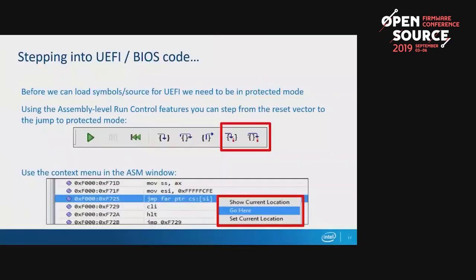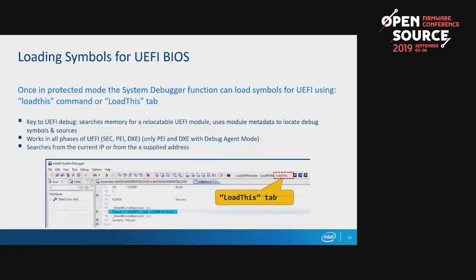All right, so let's see how we could step through the BIOS code. We need to be in protected mode in order to do this. So we can break on reset and then step from the reset vector to jump into protected mode. Once we're in protected mode, we can load the symbols if they're not already loaded with the load this tab.